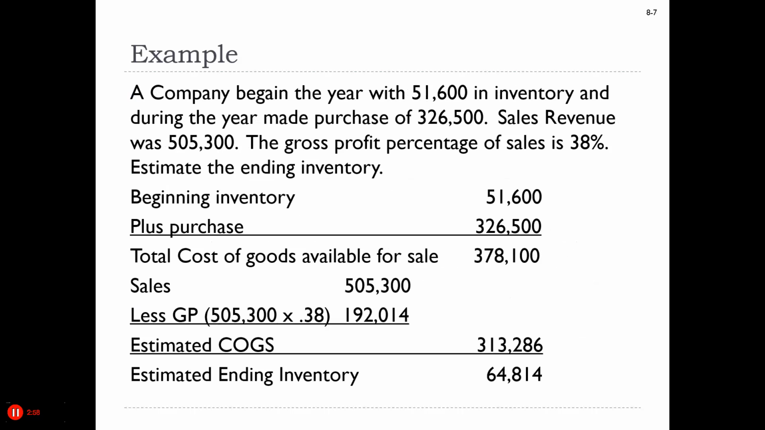The company began the year with 51,000 in inventory, so that's our first line. Plus we add our purchases, so we get our total cost of goods available for sale of 378,100. We then take our sales of 505, multiply that by the gross profit percentage, and subtract that out, and that gives us our estimated cost of goods sold. We subtract that from our total cost of goods available for sale, and we estimate that our ending inventory would be valued at $64,814. So that's not too bad.